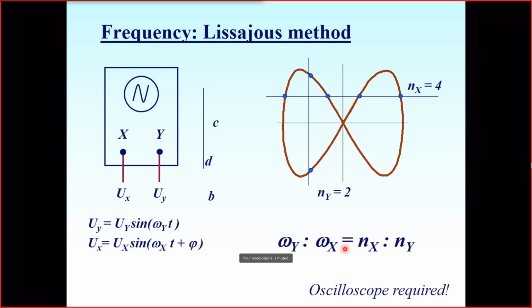Well, then the ratio between the frequencies is the reciprocal ratio of the crossing numbers. So if I know, for instance, the frequency given to the x input, and want to calculate the frequency of the y input, I just have to know that the ratio between the y frequency and the x frequency is equal to the ratio of the x crossing number to the y crossing number. So just take this formula and use it, and we will get the unknown frequency via the known frequency.